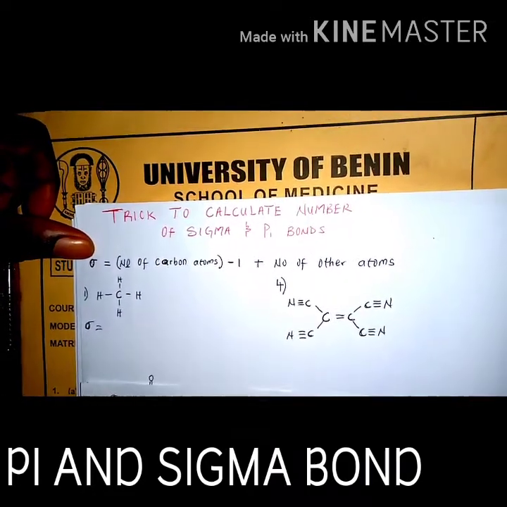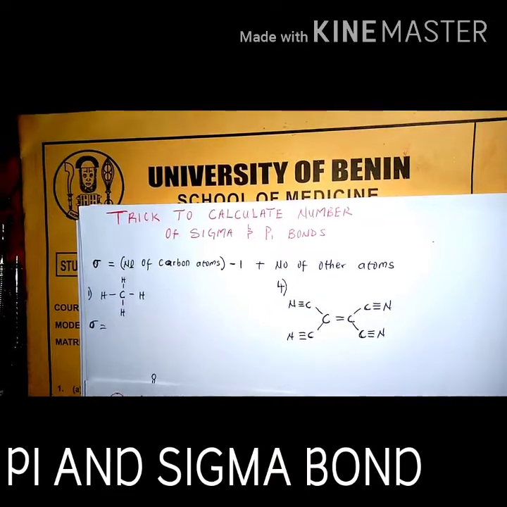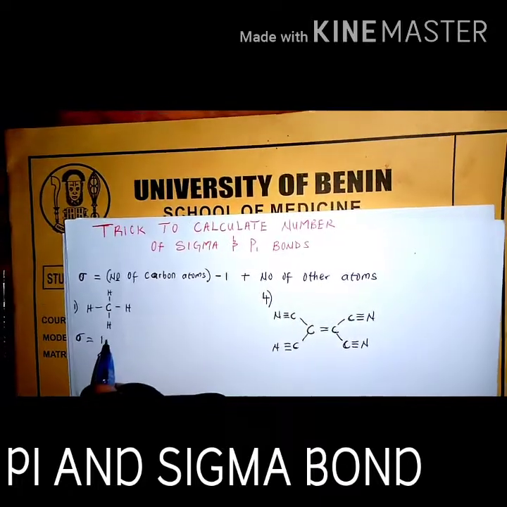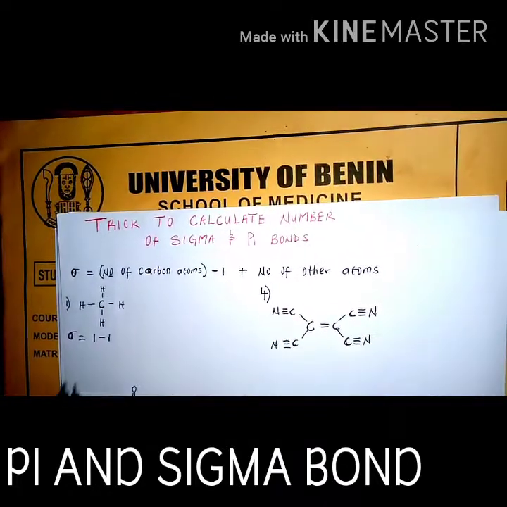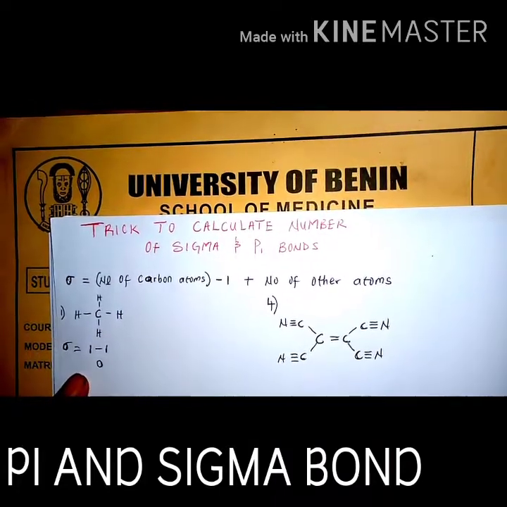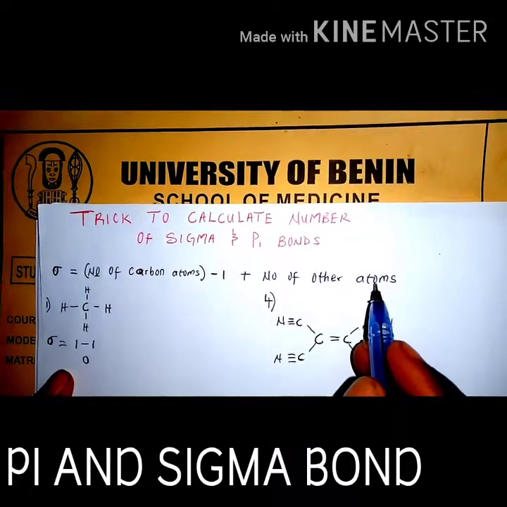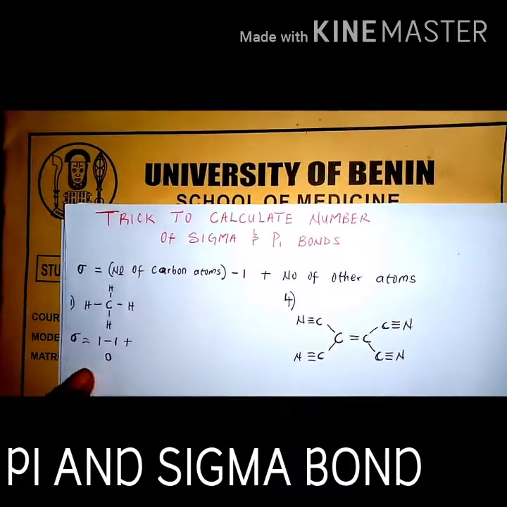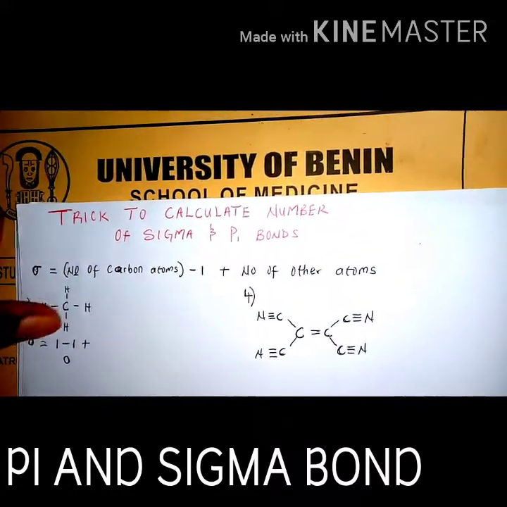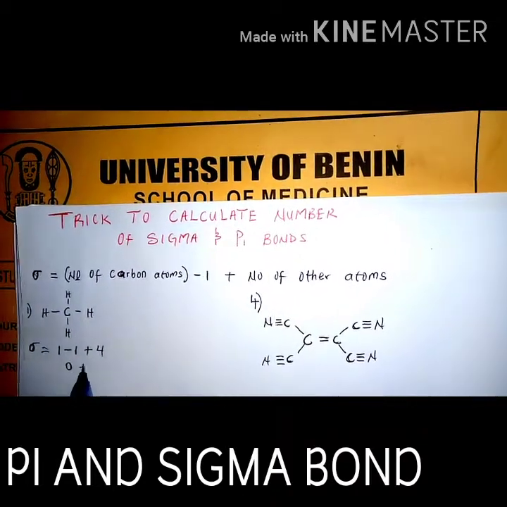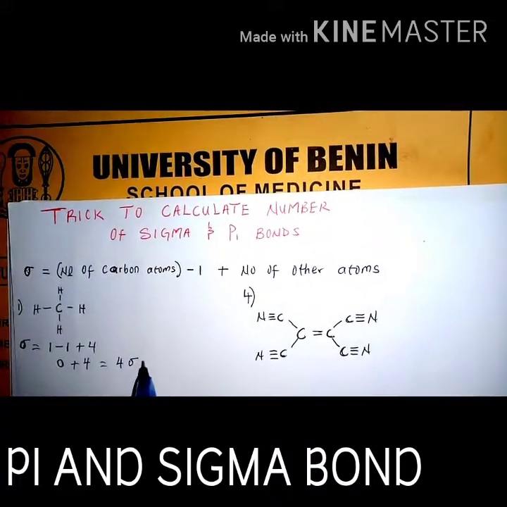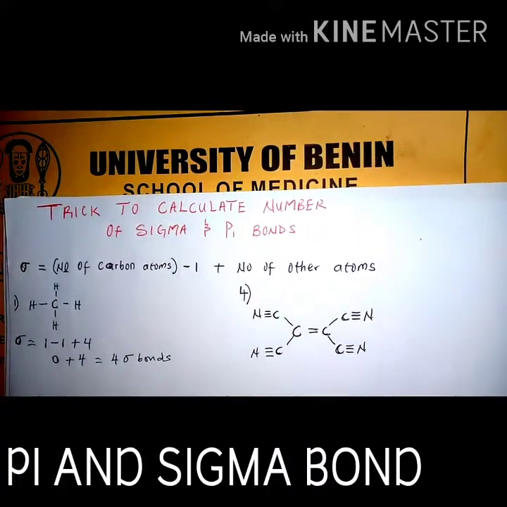Now we say the formula is what? Number of carbon atoms. How many carbon atoms do we have here? One carbon atom. 1 minus 1. Now 1 minus 1 should give you what? 0. Now don't forget, plus number of other atoms. The other atoms we have here are hydrogen. How many hydrogens do we have here? 1, 2, 3, 4. So we have 0 plus 4. That should give you what? 4 sigma bonds. Very easy.